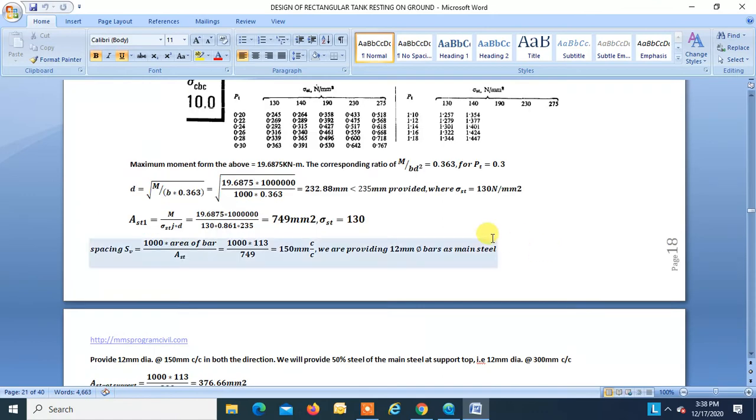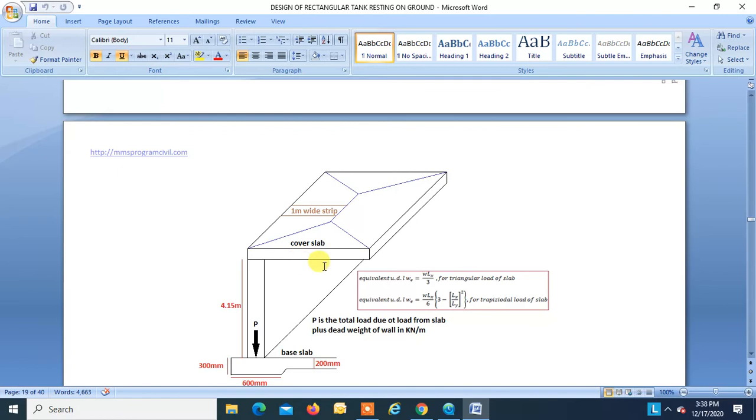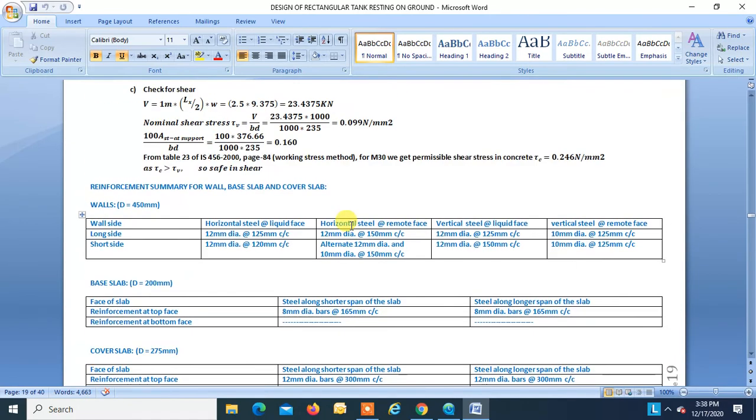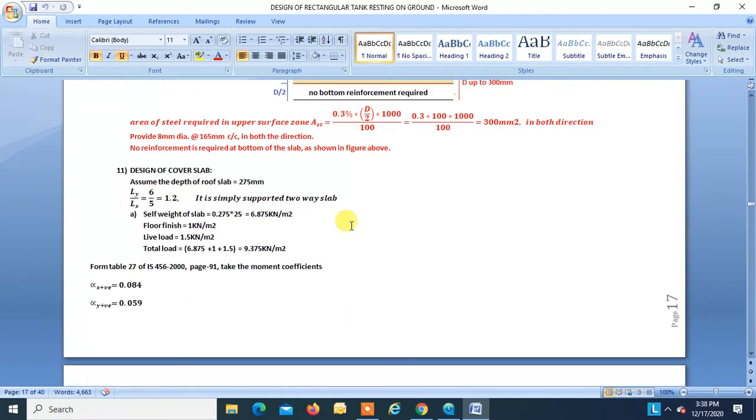Okay, so now coming to the design of cover slab. This is cover slab. Design of cover slab. We are assuming the depth of roof slab is 275. So our aspect ratio Ly by Lx is 6 by 5, that is equal to 1.2. It is a simply supported two-way slab. Self weight of slab is 6.875. Floor finish is 1 kilonewton per meter square. Live load is 1.5. Total load is 9.375 kilonewton per meter square.